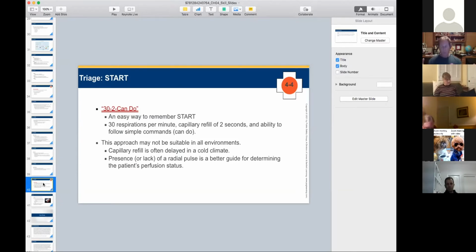So we're not spending a whole lot of time assessing somebody. It's respirations over 30, capillary refill greater than 2 seconds, and can they follow easy commands? Do they have the mental capability to know what happened and who they are?